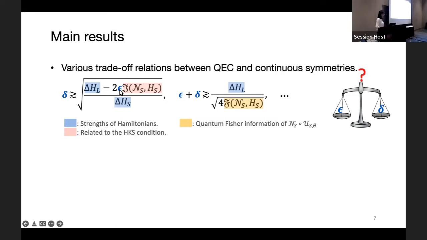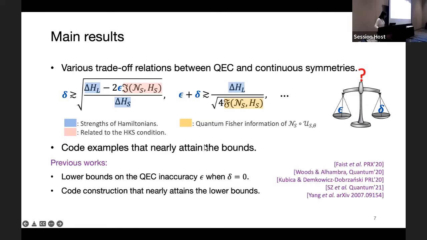So we can see that when epsilon is small, delta is going to be lower bounded by a positive number, and vice versa. So basically, it means that the incompatibility between error correction and continuous symmetry is robust. We will also provide some code examples that nearly attain these lower bounds. I also want to remark that there are many nice previous works that discuss the incompatibility between error correction and continuous symmetry, but they mostly focus on the situation where the code is exactly covariant. In fact, if you take delta to be 0 in our trade-off relations, we can recover the previous bounds.